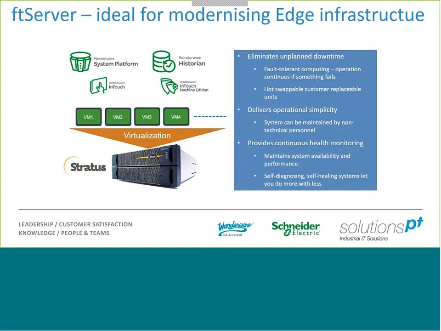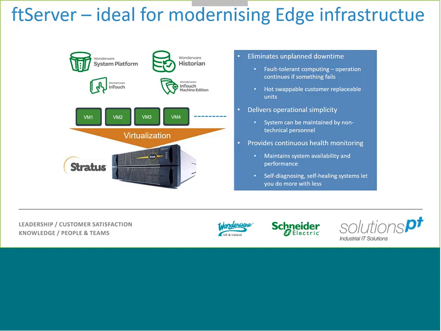So if we just move on to the FT server, what we've got there is, as you can see by the image, it's two servers really, two blades of servers strapped together in one logical instance. So it allows us to use Hyper-V or VMware as our hypervisor layer, so that the hardware and software are abstract from each other. We can then introduce a number of VMs. So in this example, we've got Wonderware System Platform, InTouch, that kind of stuff.